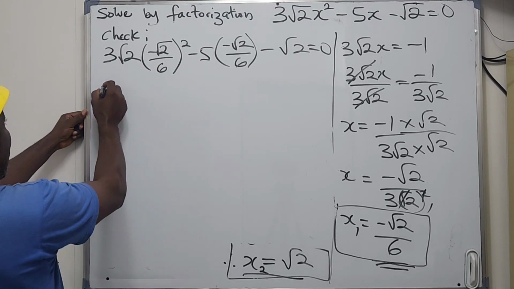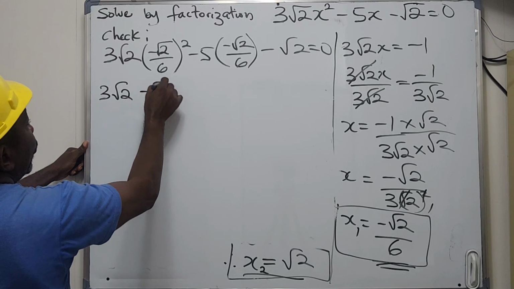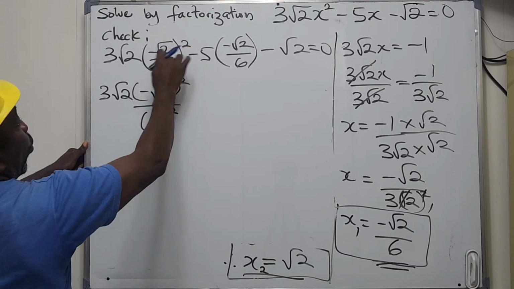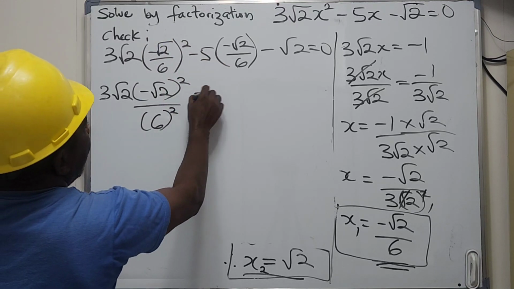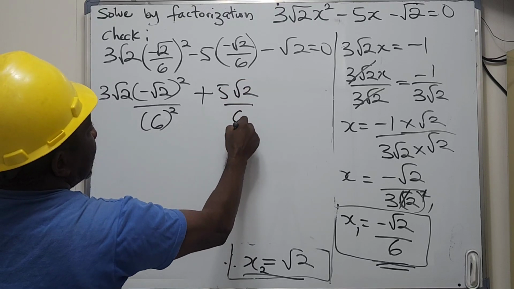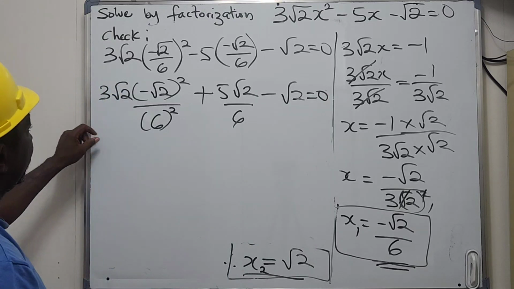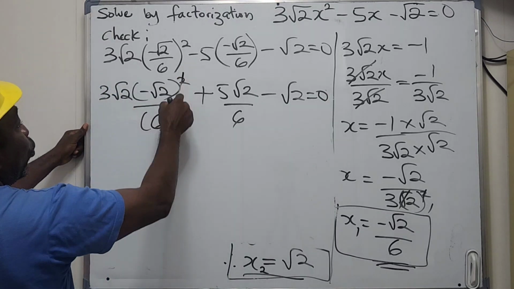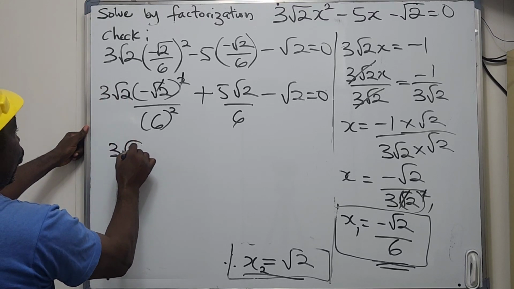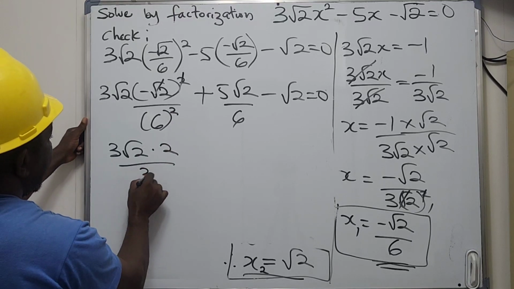So this will become 3 root 2, times minus root 2 to the power of 2 all over 6 to the power of 2. We expand this. This will become plus, because minus times minus is plus, 5 root 2 all over 6. Then we are left with minus root 2. Will this equal to 0? So in this case, 2 will cancel with the square root. So we have 3 root 2 times 2 all over 6 to the power of 2, which is 36.